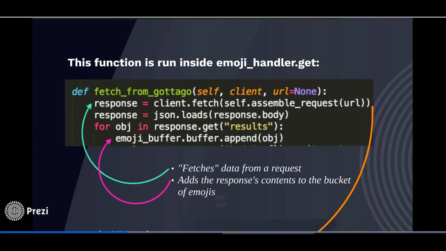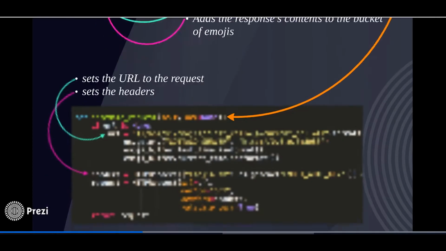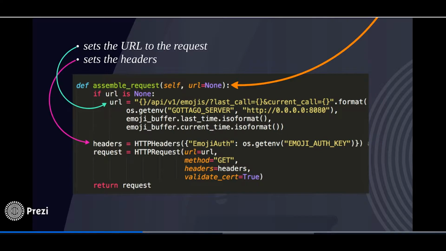But we take the response, and we process it with a JSON module. What's cool about this is it takes a JSON string and parses it into native Python data types, which is awesome because then you can do enumerating, you can loop over things, and it's nice to be able to do that. For each object that we get in the result, we store it in a buffer called emoji buffer. And I will go over what the data type looks like for that as well.